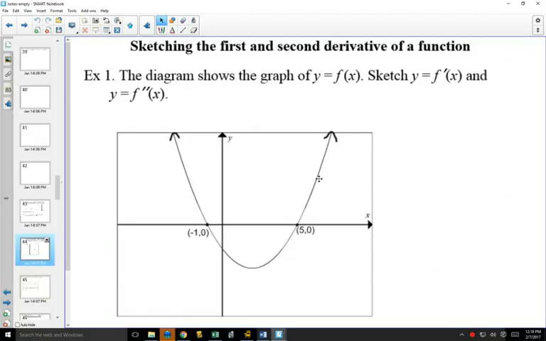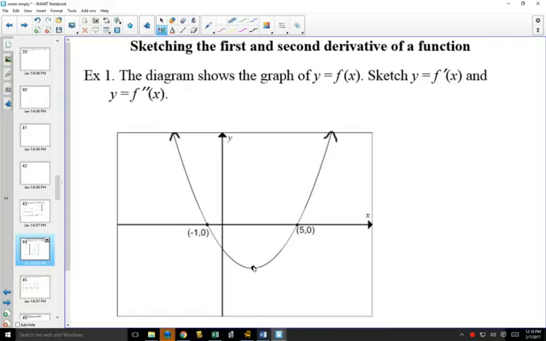So in this one, here's f of x. When you have your original graph, one of the first things you're going to look for when graphing your derivative is, does my original graph have any maximums or minimums? Yes. I have a maximum on my original graph right here. Now, or not maximum, I have a minimum on my original graph right there.